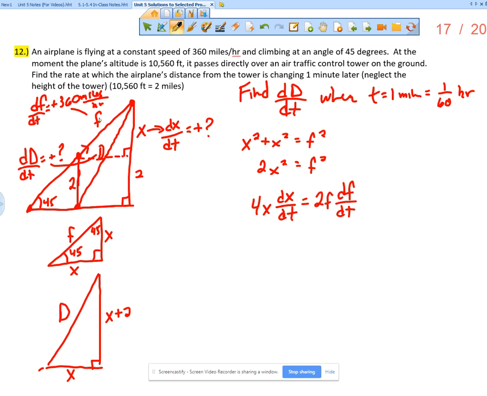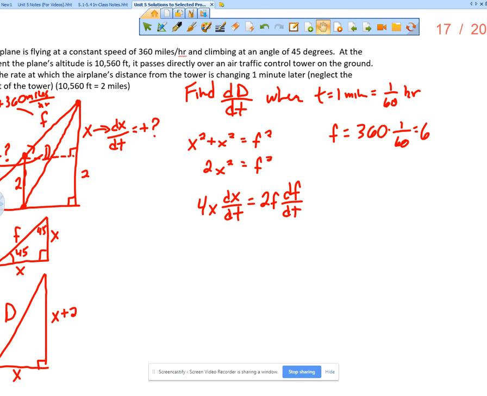Well, if you were flying at 360 miles per hour for 1/60th of an hour, then you could figure out f. How far have you traveled? All right, so f is going to be equal to the rate at which I was traveling, 360 miles per hour, times the amount of time, 1/60th of an hour. So 360 divided by 60, of course, they're divisible by 10. 36 divided by 6 is then 6. So that means that the plane has traveled 6 miles, right? And so f is 6.